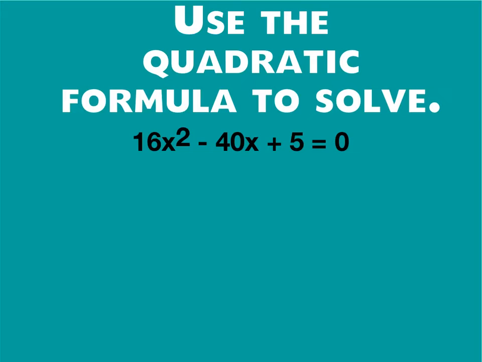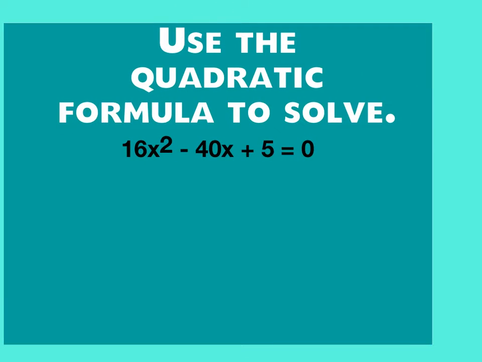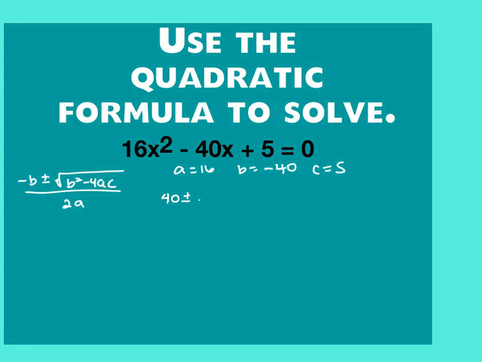Okay. Second question, quadratic formula. So we've got negative b plus and minus the square root of b squared minus 4ac, all over 2a. Before we can plug that in, we have to identify a is 16, b is negative 40, and c is 5. So I get negative negative 40, which is 40, plus and minus the square root of negative 40 squared minus 4 times a times c, all over 2 times a.